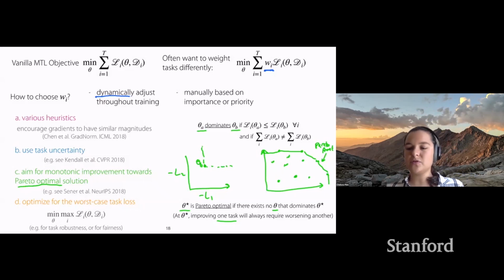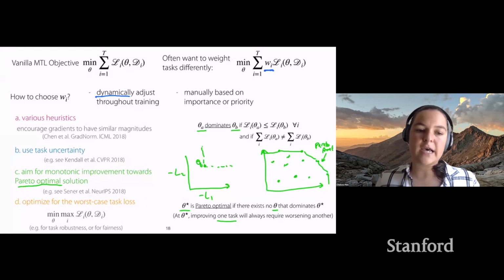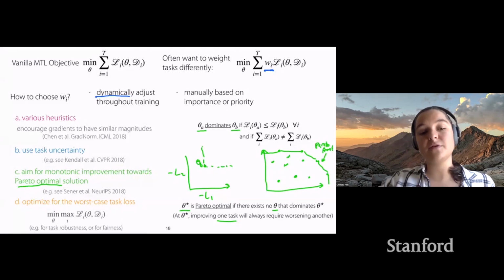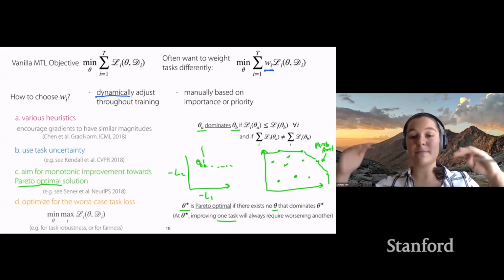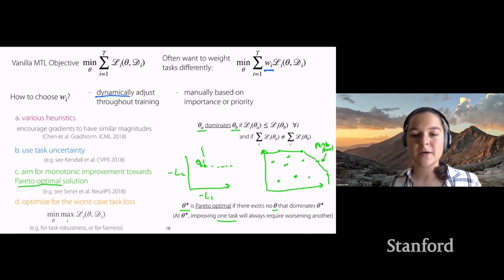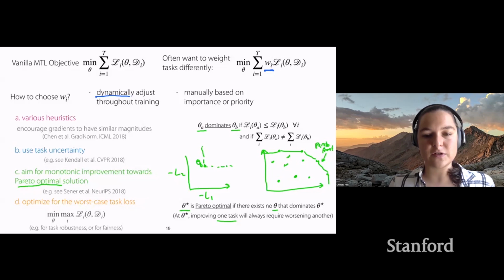This also connects to fairness. If different tasks correspond to different groups of your population, then it might be best to optimize for the one that's doing the worst, to try to ensure that they all reach some baseline level of performance. This has been used in the distributional robustness literature and a range of other literature as well.